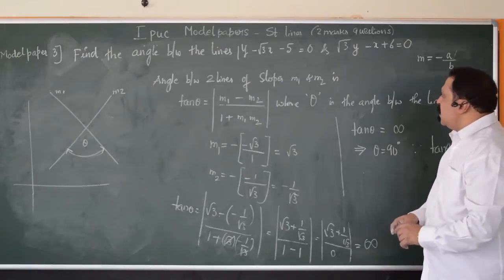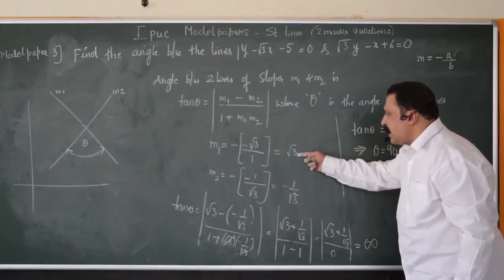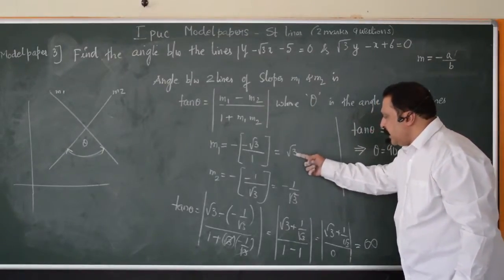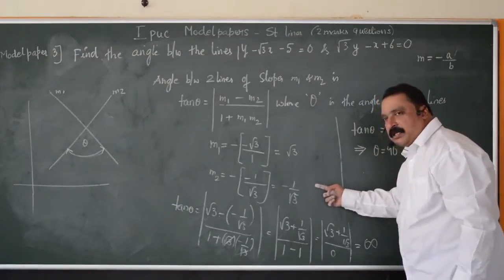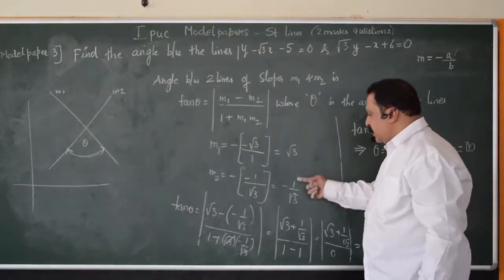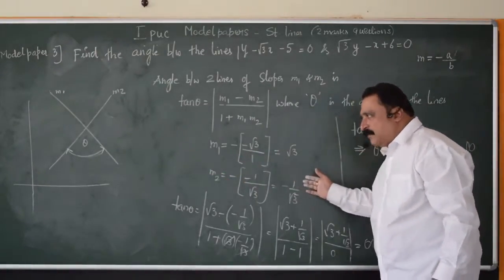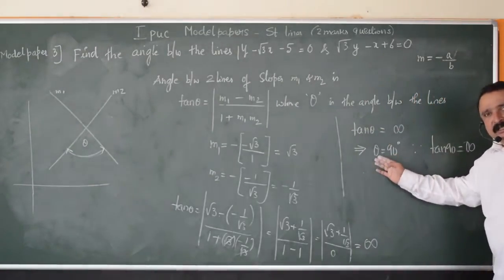Or otherwise, you can even simply check here itself. The slope of one line is root 3. Slope of another line is minus 1 by root 3. Take the product of the slopes. Root 3 into minus 1 by root 3 gives minus 1. Since the product of the slopes is equal to minus 1, you can as well say here itself that the lines are perpendicular to each other, or the angle between the lines is 90 degrees.